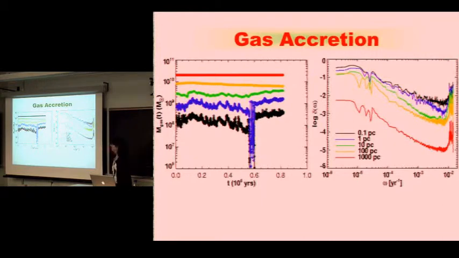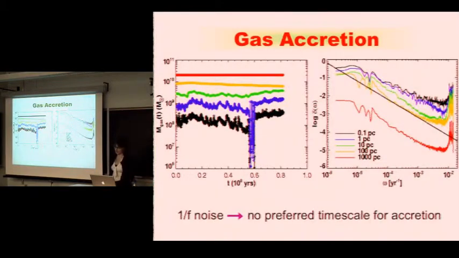So what we find is that there's no obvious trend in mass accretion over this time scale. To demonstrate that, we took a power spectrum. It's basically the square root of the power spectrum, the amplitude of a sine wave of the mass in Fourier space. And we find that the slope of these power spectra is approximately -1.